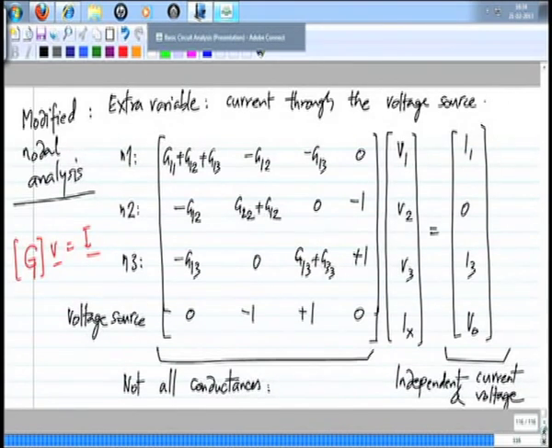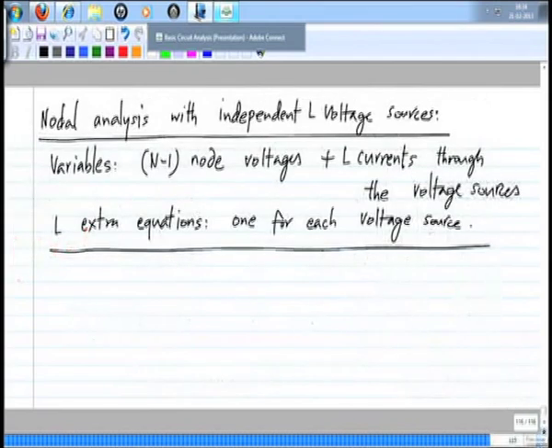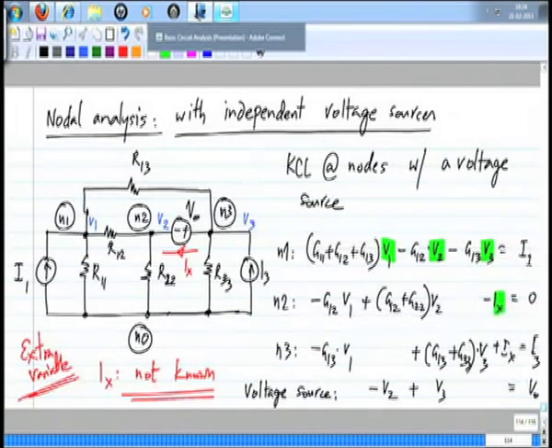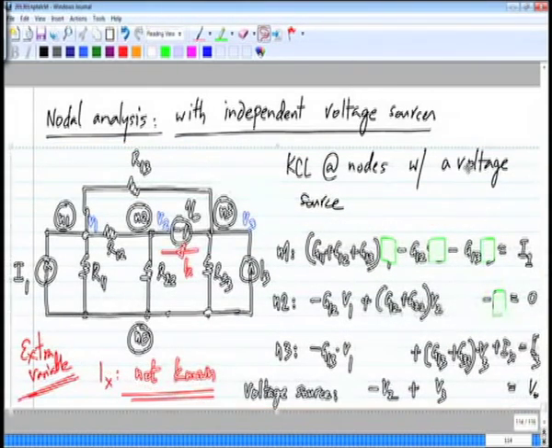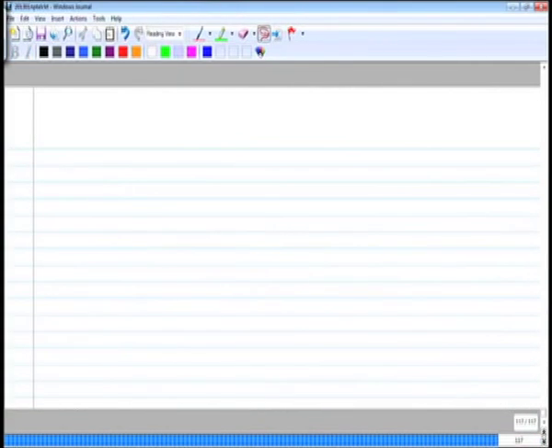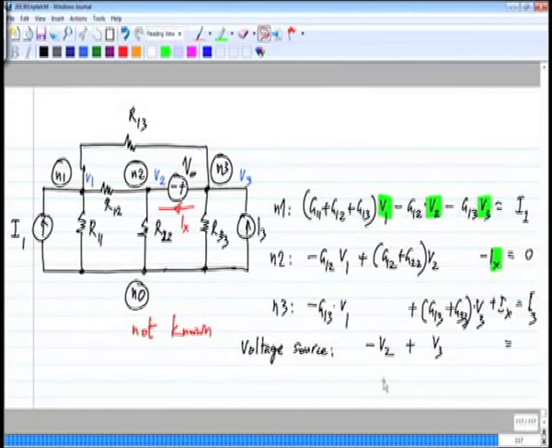So now for hand analysis, the nodal analysis is done with a very slight modification. Let me put down these equations again. So we introduce this extra variable Ix. Now what we do is, let's say I write up the equations like this, and the voltage source is connected between N2 and N3. So I add up the KCL equations for N2 and N3. That is, I take this equation here plus that equation there, and I add them up to form a new equation.